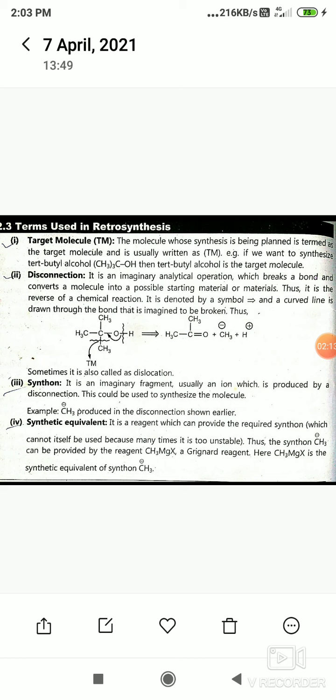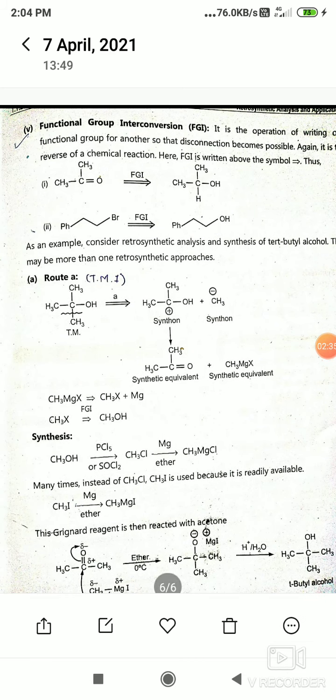Then next is a synthetic equivalent. It is a reagent which can provide the required synthon. The synthon CH3 minus can be provided by the reagent CH3MgX, a Grignard reagent. Here CH3MgX is the synthetic equivalent of synthon CH3 minus.